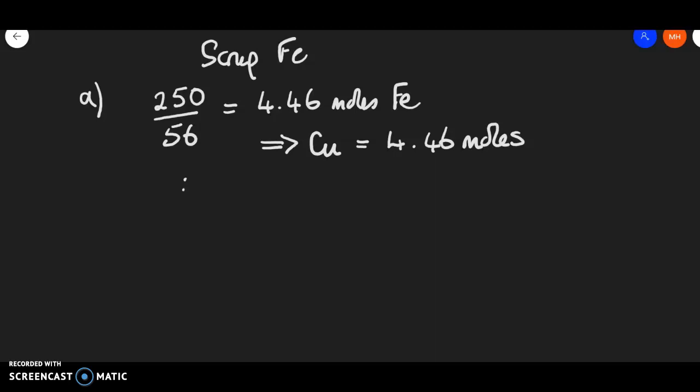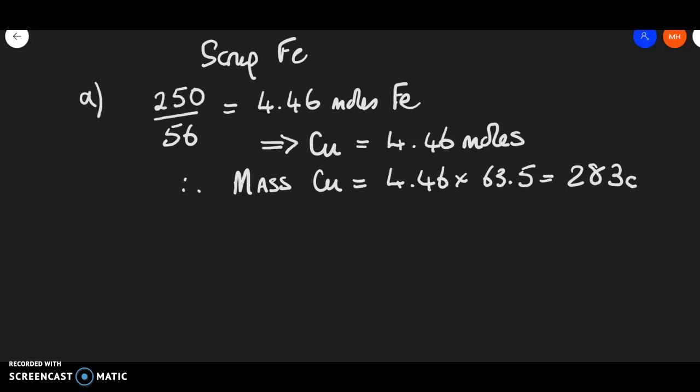And therefore, the mass of copper will equal 4.46 times 63.5, which is equal to 283 grams. That's part A.